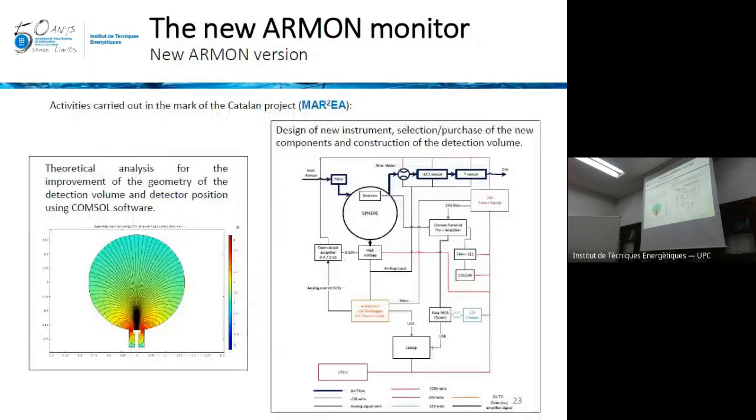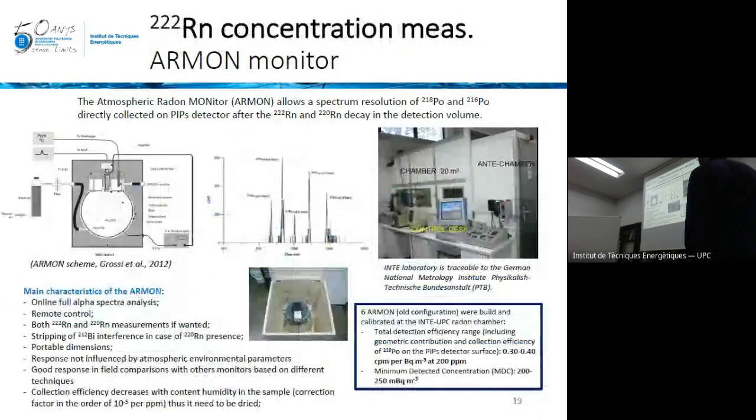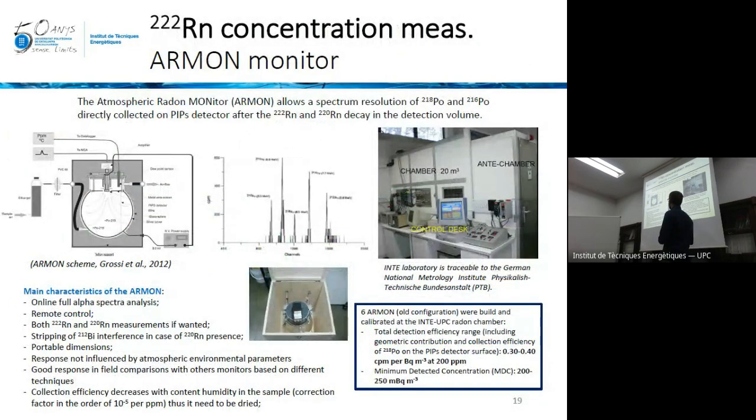Well, the old instrument was not a regular sphere. It was a sphere, but at this point there were the detectors, and now the sphere is more regular. So the electric field is also more regular inside the volume.